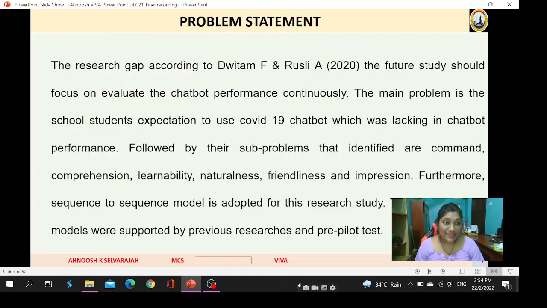For the problem statement, the research gap, according to Dwitam FM Newsly 2020, is that future studies should focus on evaluating chatbot performance continuously. So the main problem here is that the school students' expectation to use the COVID-19 chatbot was lacking in chatbot performance. That is what we are going to improve here.